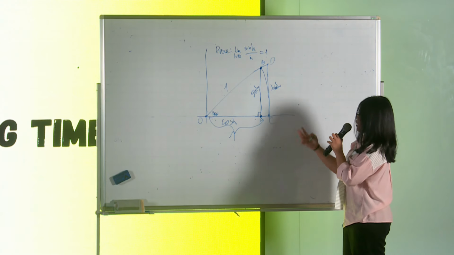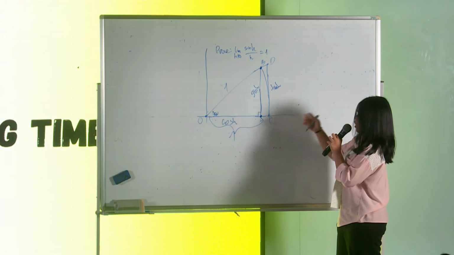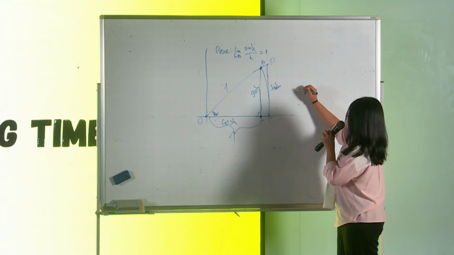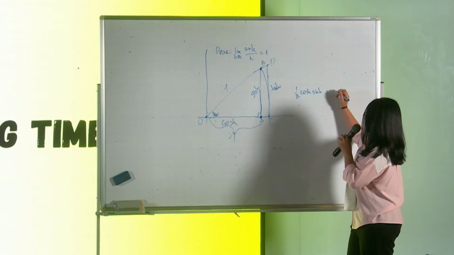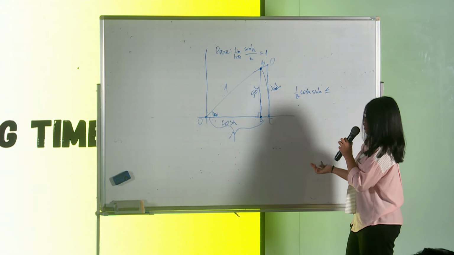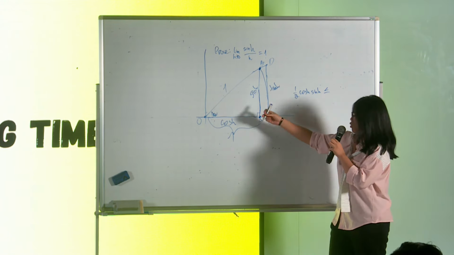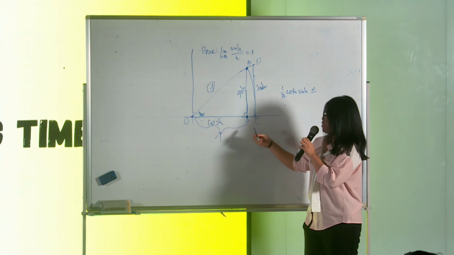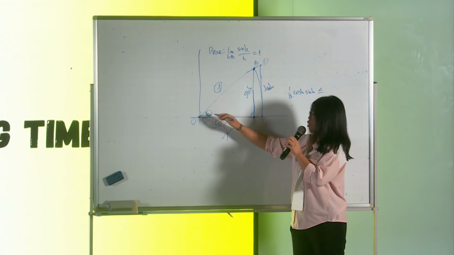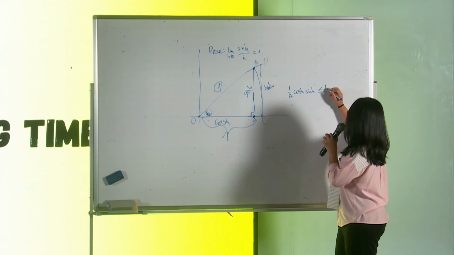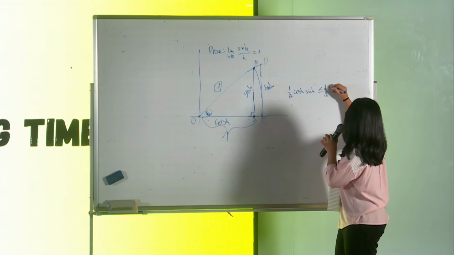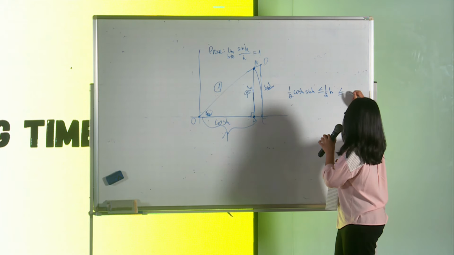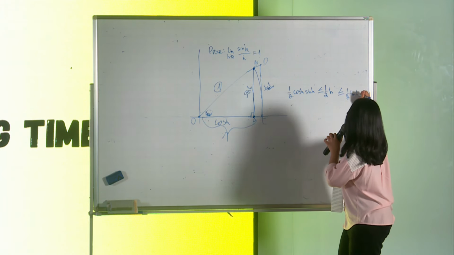So now we can conclude that the area of triangle OAB, which is 1/2 times cosine of h times sine of h, is smaller or equal to the area of the sector, which is pi r squared times the ratio between this angle over 360. 360 is also 2 pi, so we can simplify this to 1/2 times h, which is smaller or equal to 1/2 tangent of h.